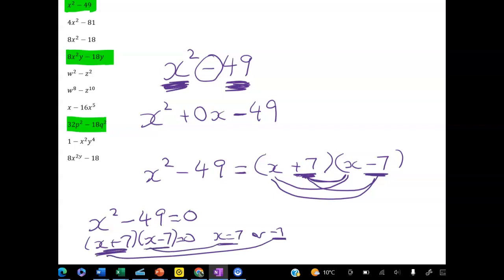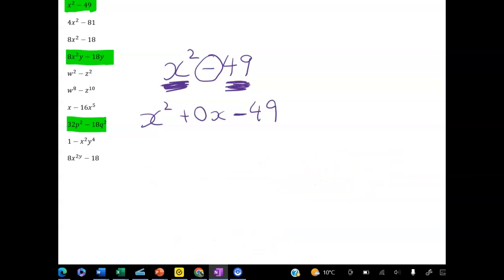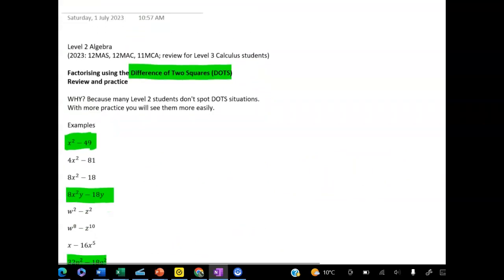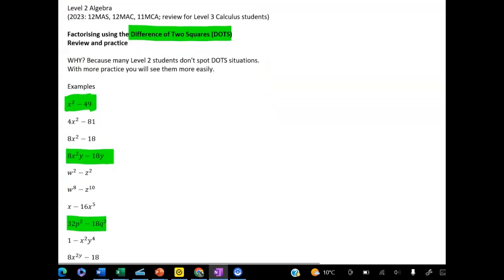In this video, just to keep it a little bit faster, I haven't solved equations, I've just done factorising. Okay, but hopefully the step from factorising to solving should be okay. I'll cover that off in a different video.